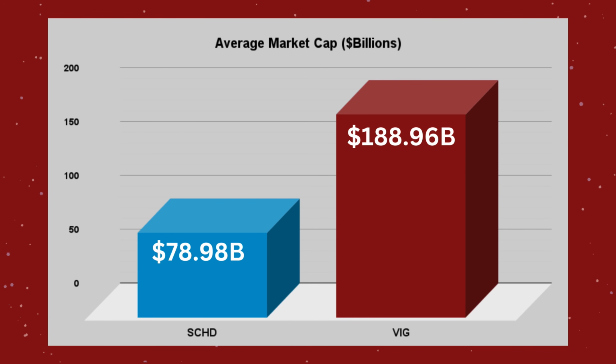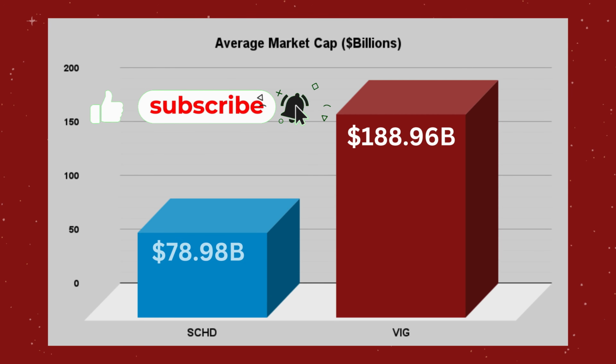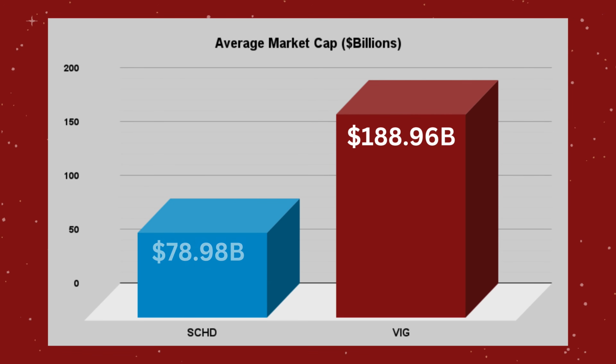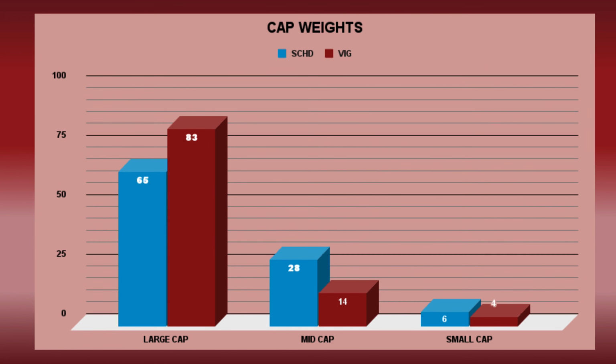SCHD's average market cap is a lower $78.98 billion, offering exposure to slightly smaller companies, but still substantial in size. Another major distinction between these two ETFs is their market cap allocation. SCHD allocates 65% of its portfolio to large cap companies, with a significant 28% in mid cap stocks. This blend of large and mid cap gives SCHD exposure to well-established companies while tapping into the growth potential of mid caps, which are often in their expansion phase.